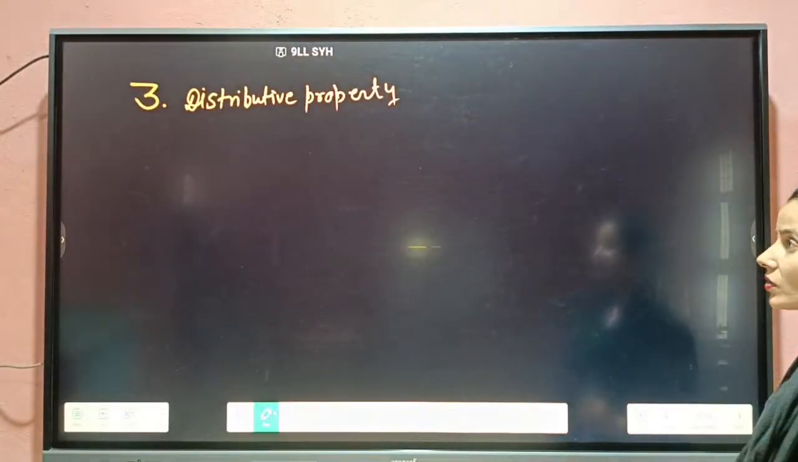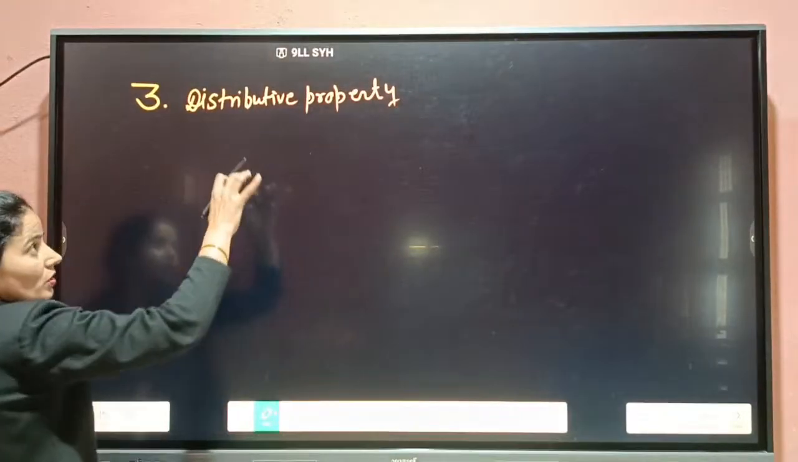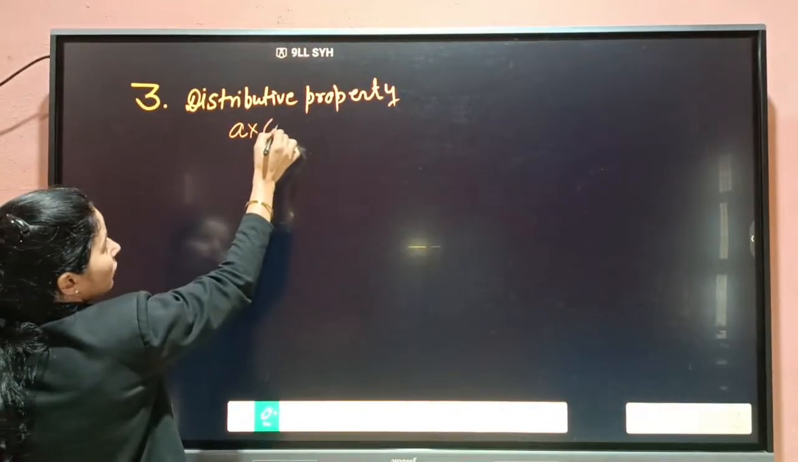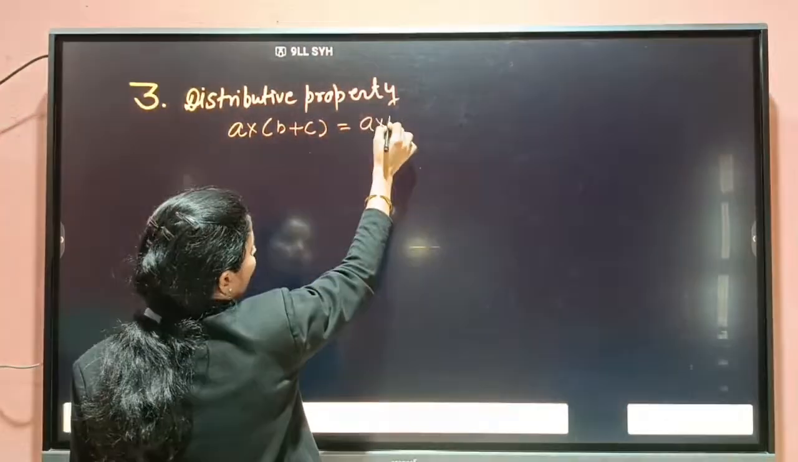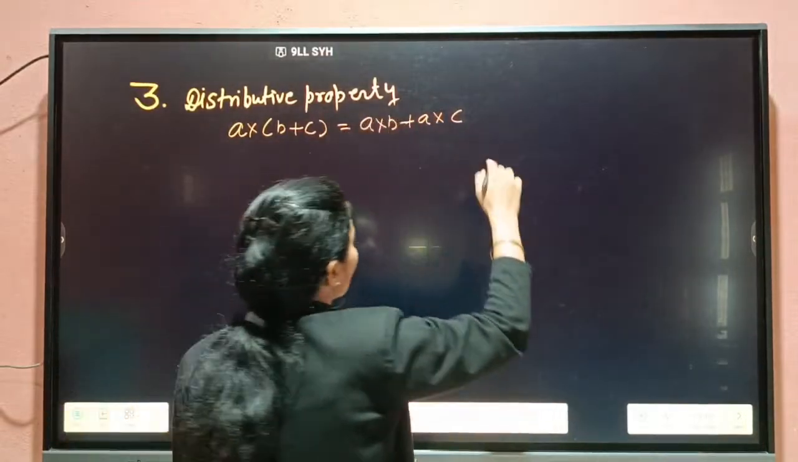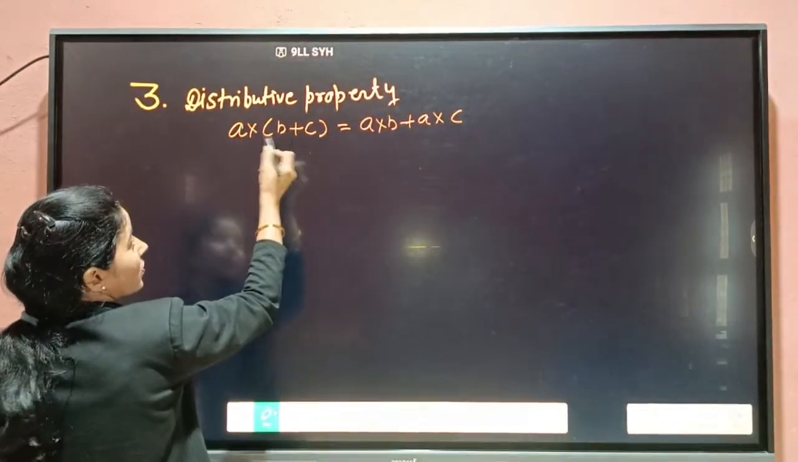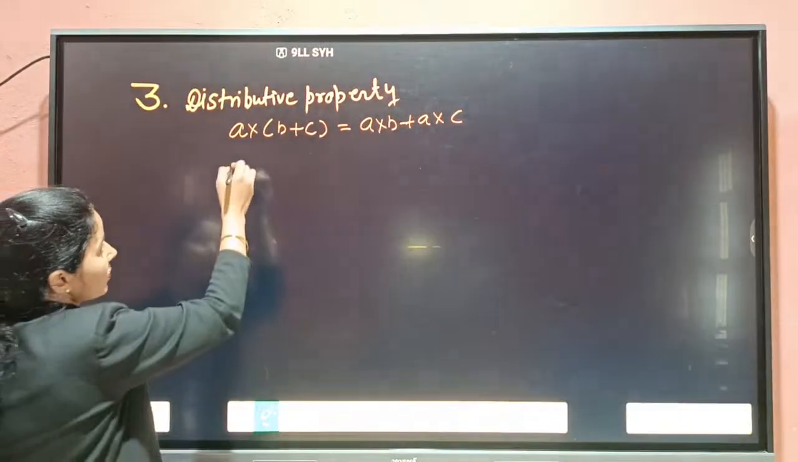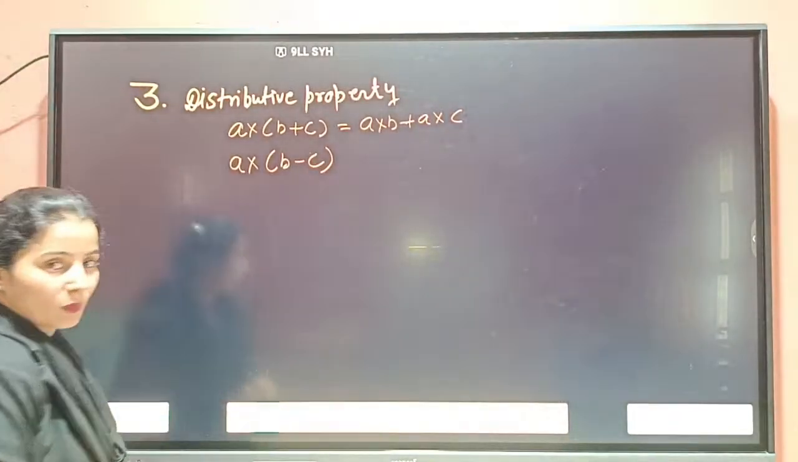Next is distributive property. What is distributive property? Under the operation addition, it was A into B plus A into C. This was under addition. We can say multiplication is distributive over addition. Let us check A into B minus C.